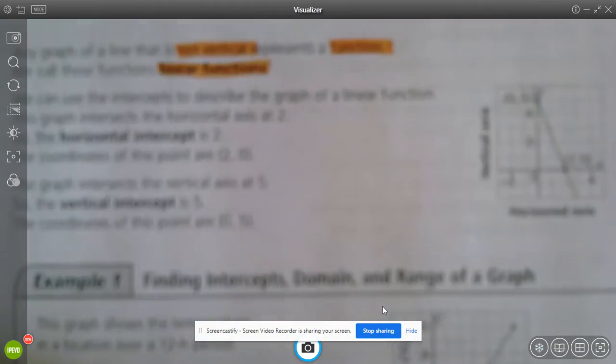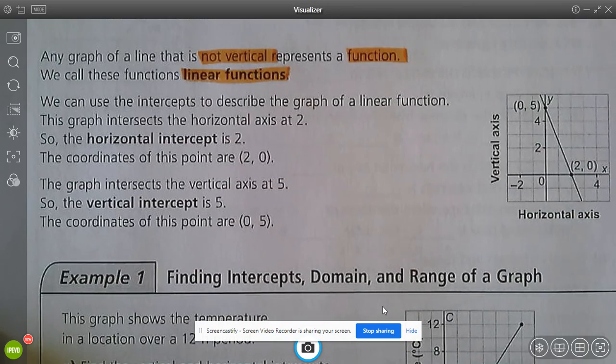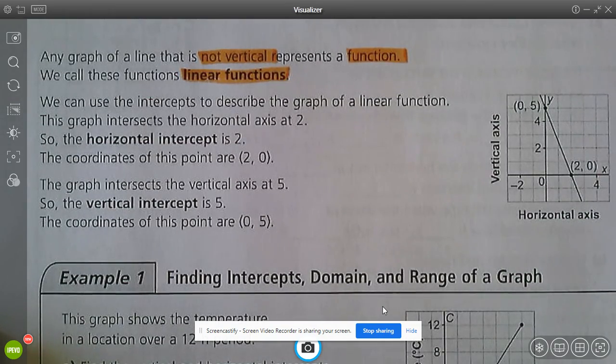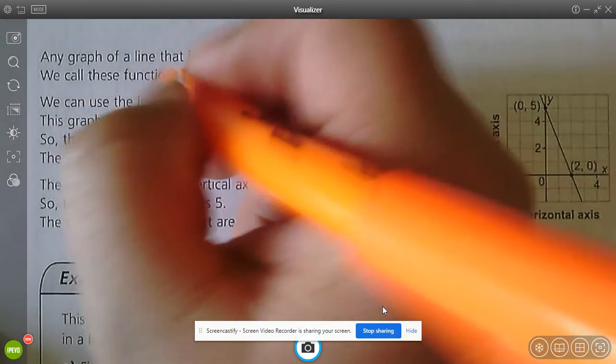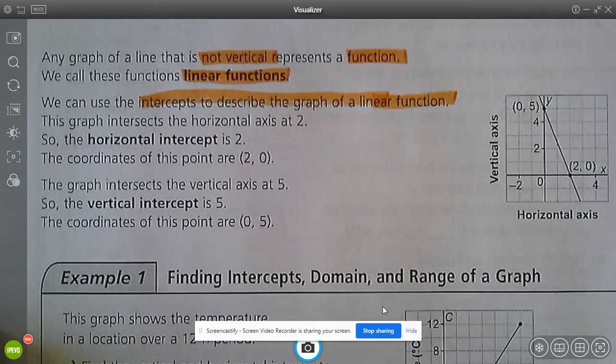Okay, so if we have a graph of a line that's not a vertical line, that we call a linear function, okay? Now we can use the intercept, so where the line of our graph crosses the x-axis and where the line of our graph crosses the y-axis to help us draw the graph of that, okay? So we can use the intercepts, okay, to describe the graph of a linear function.